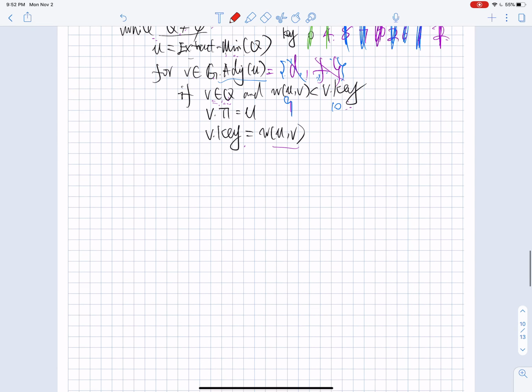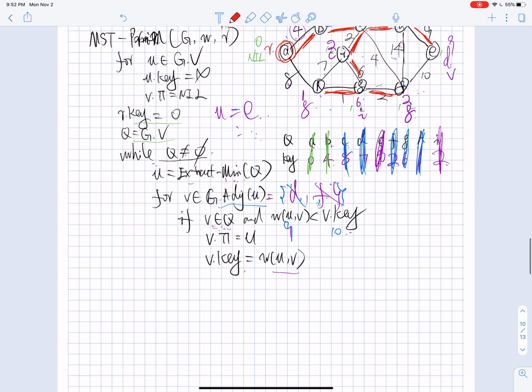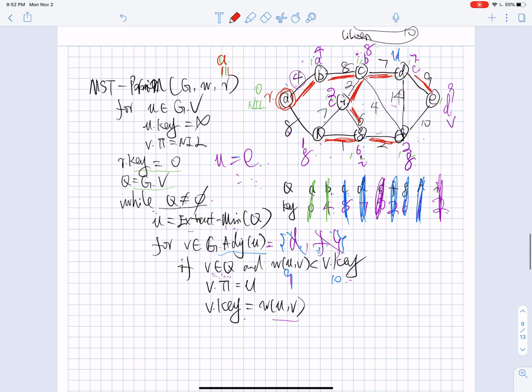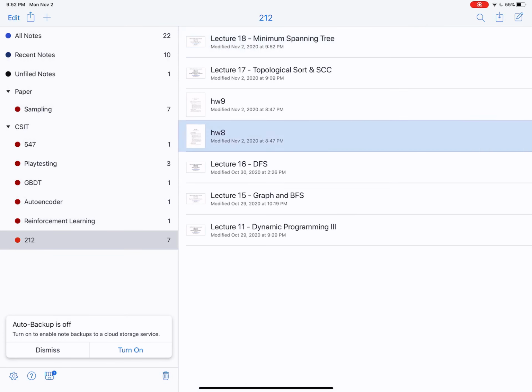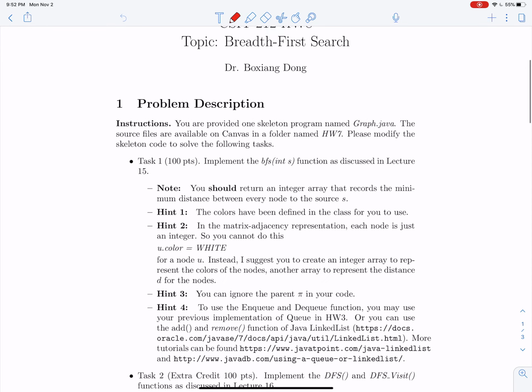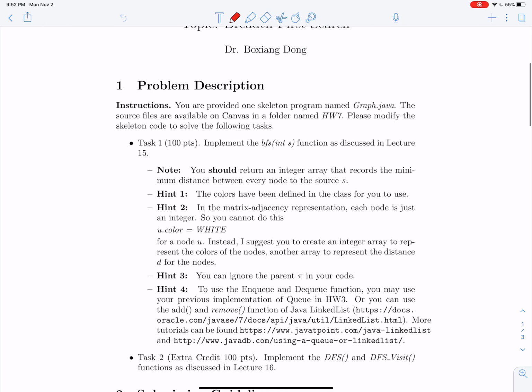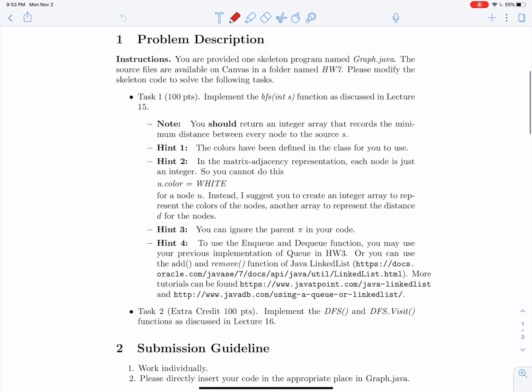After this lecture, you're going to have your homework 9. So I'm going to briefly talk about your homework 8 and 9, because so far I have already received two emails regarding homework 8. The most difficulty in homework 8 is how to translate this line in the pseudocode, for u in G.V minus s, to Java.